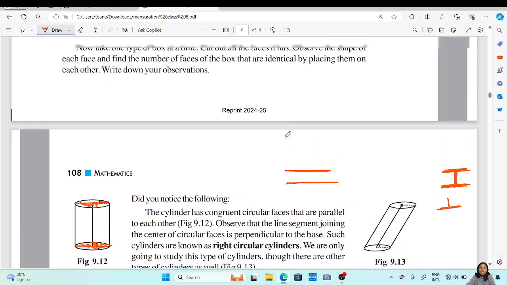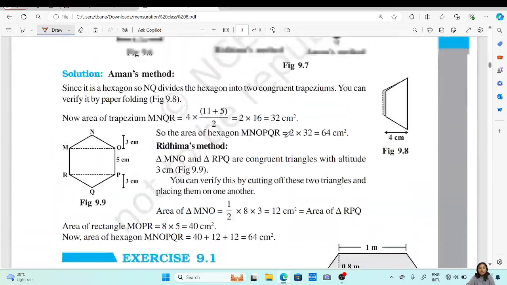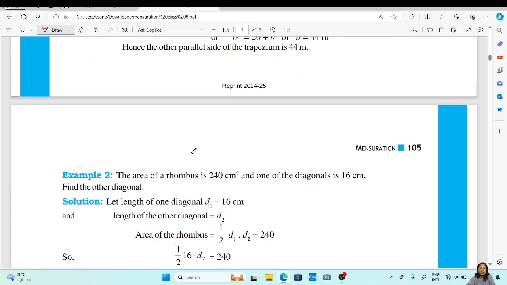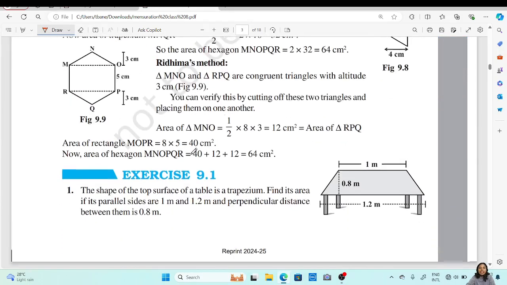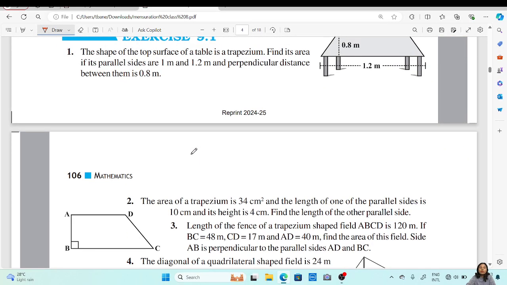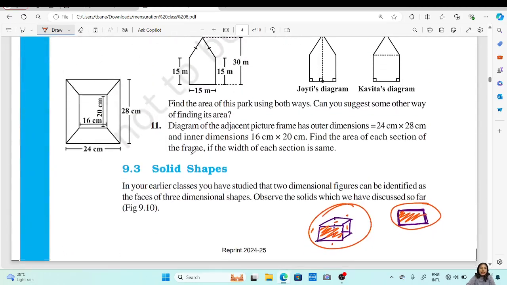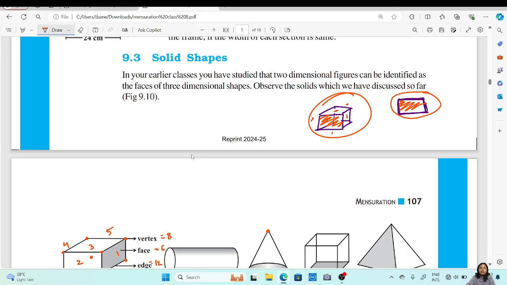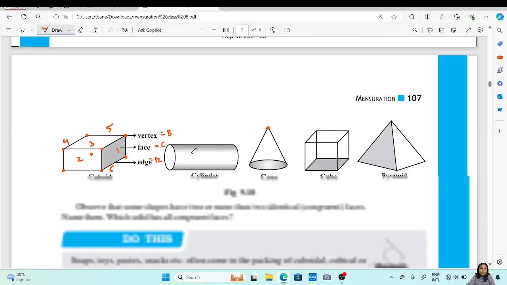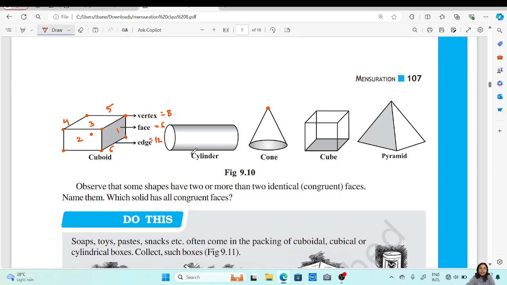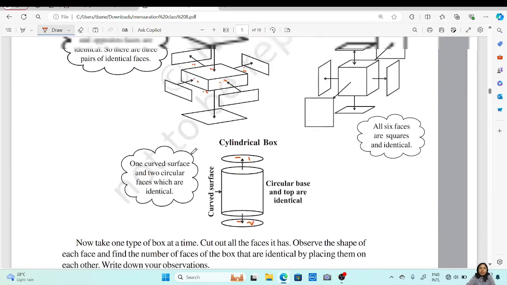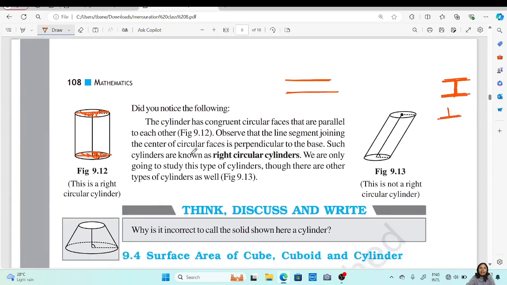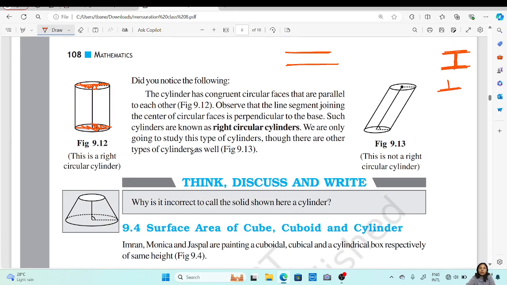Okay, so in this part of the chapter we saw how to find the area of trapezium. We saw how to find area of rhombus. Then if any quadrilateral is given to us, how do we divide that quadrilateral and find its area? Then also we saw some of the solid shapes. We understood the relation between 2-dimensional and 3-dimensional shapes. We understood what are vertices, faces and edges. Then we saw structures that have identical pairs of faces and we also learned what are right circular cylinders.